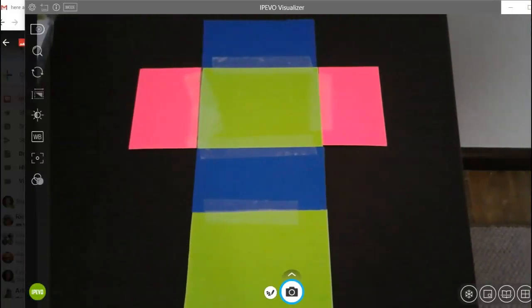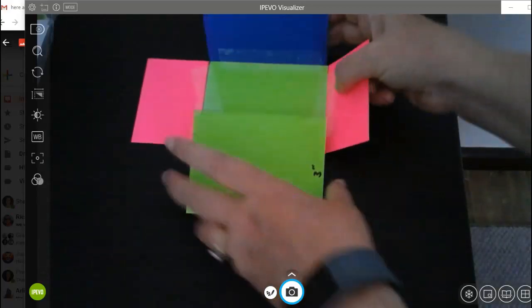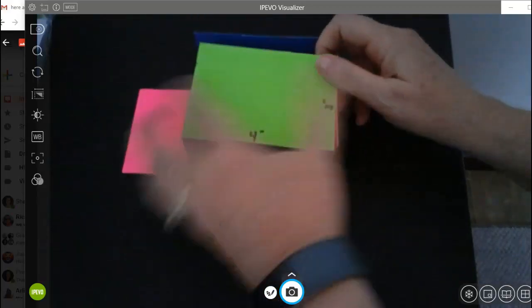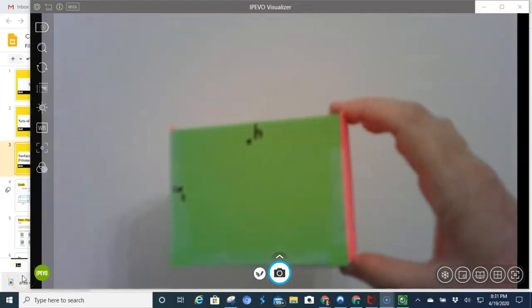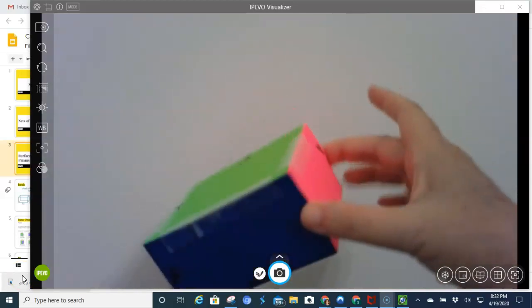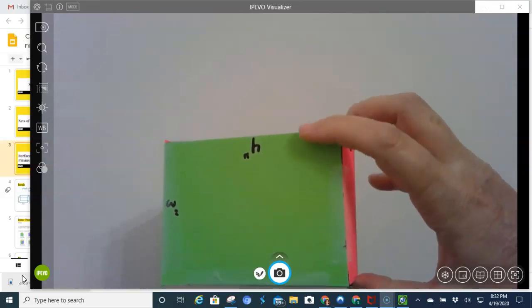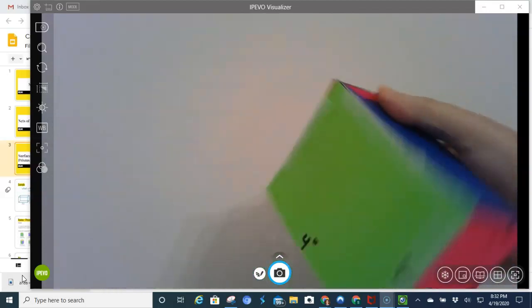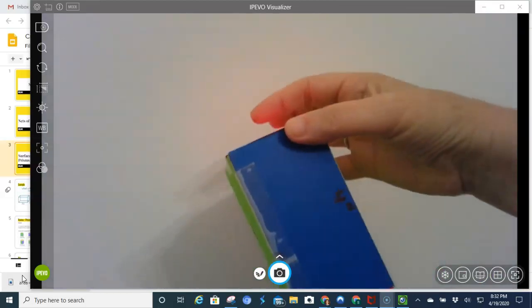So this is a net for a rectangular prism, and if we folded it up, you can see that it makes a rectangular prism. So just like a cube, this rectangular prism also has 6 faces, but unlike a cube, they're not all the same measurements. This is 4 inches, this is 3. If I turn it this way, you can see better. And they're not all the same size.